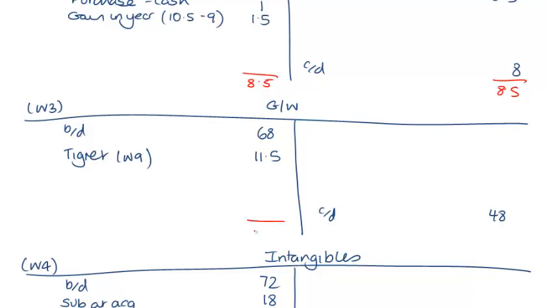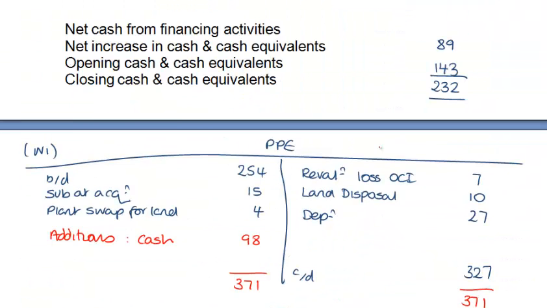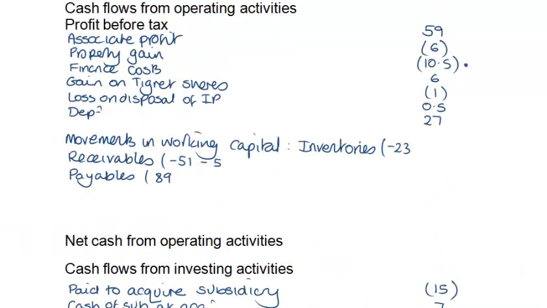Goodwill debits 79.5, credits 79.5, balancing figure 31.5. That's our impairment, which is referenced to in one of the notes. And that impairment is 31.5. That's a non-cash item, so we add it back in our statement of cash flows. Goodwill impairment 31.5.